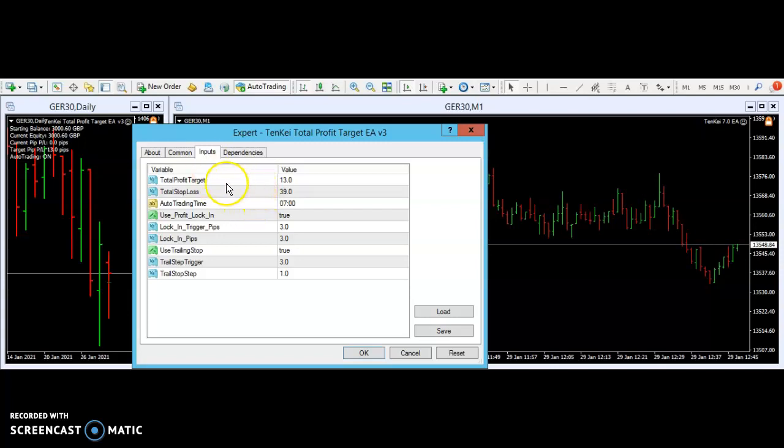We're going to be breaking this down into really small bite-sized parts, like 5 minutes, no more than 10 minutes anyway. What we just found out, talking about the total profit target, is that this has just been updated. Within this TenKei TPT total profit target, we originally had the total profit target, the total stop loss, and the auto trading time. That was it, and it worked really well.